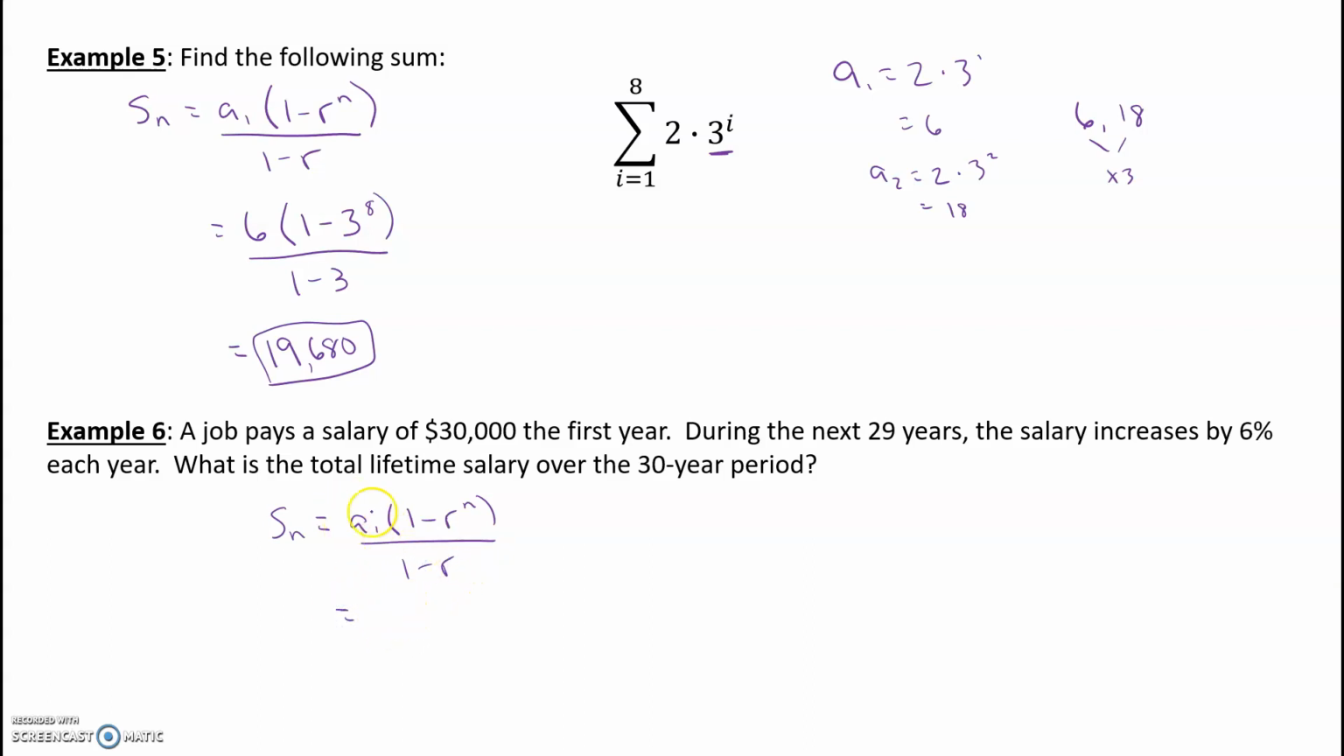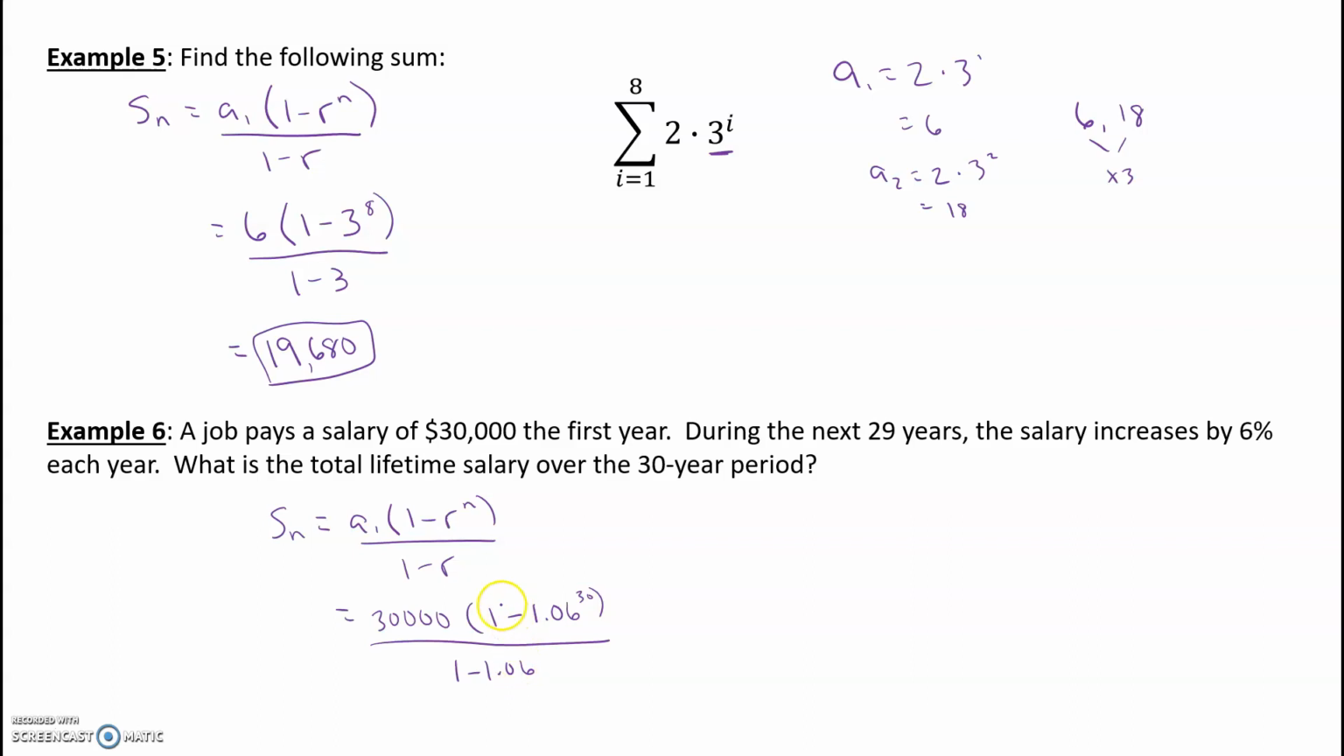All right, so our first beginning salary was $30,000. We're going to have 1 minus my rate. Now understand, if you're increasing by 6%, you actually multiply this by 1.06. So my rate is going to be 1.06. Over 30 years, there's my n, and 1 minus 1.06.